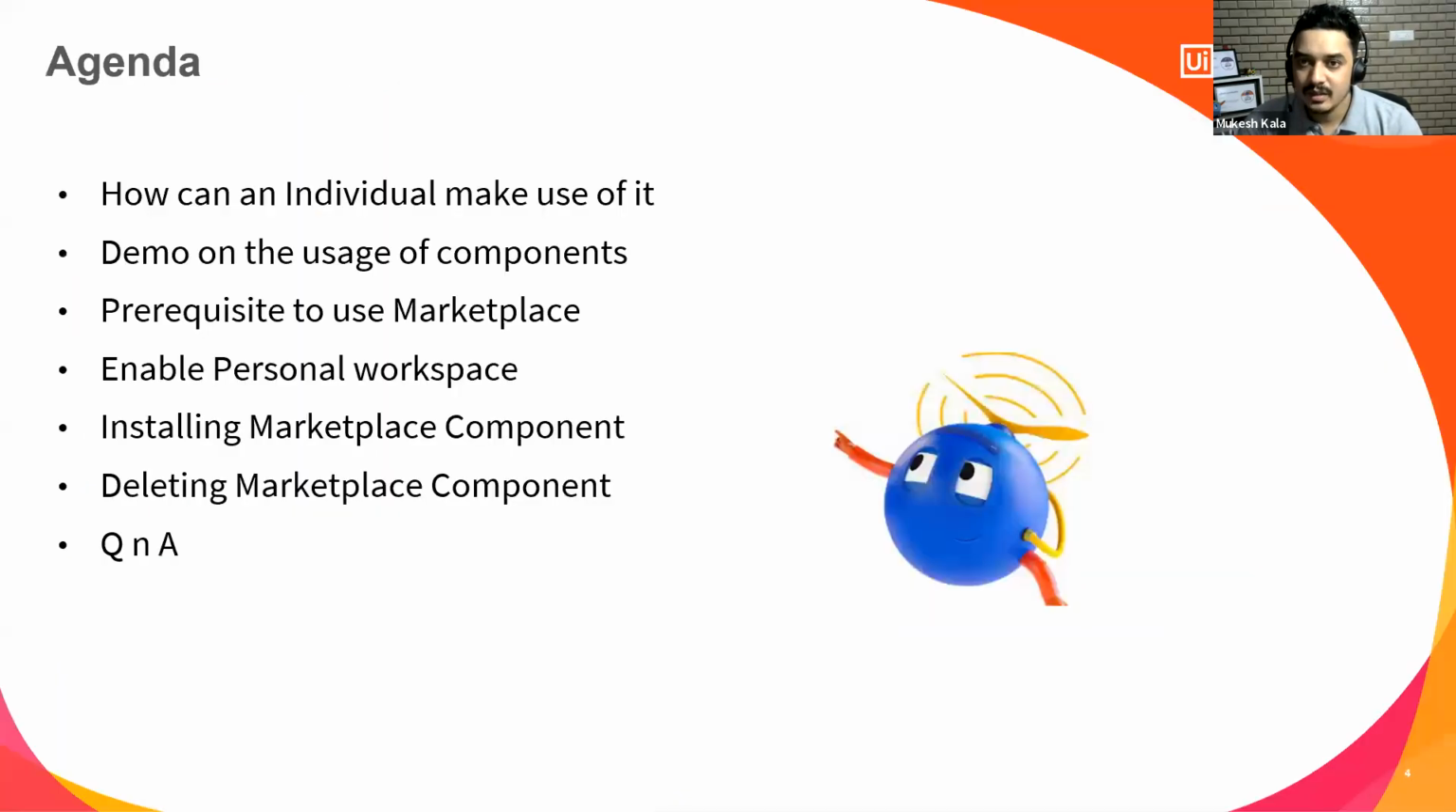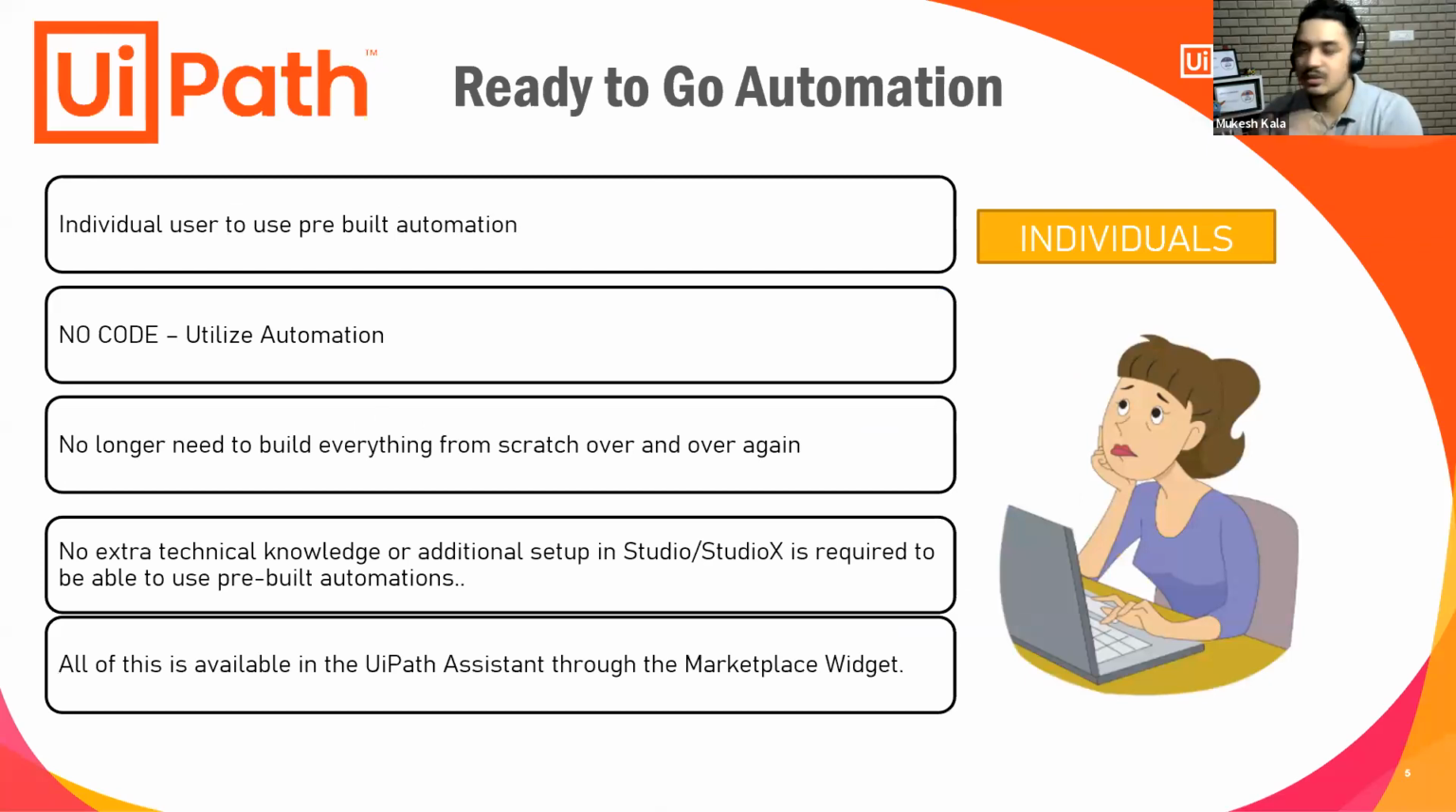Now, this thing is also known as ready to go automation. Why do I say it is ready to go automation? Because you don't have to write the automation. You just need the UiPath Assistant with a limited set of configuration. You have the automations ready. For an individual user such as you and me, we can just use the pre-built automation. I don't have to write the code. I can utilize existing code. I no longer need to write everything from scratch, go to Studio, create a new solution, build it, and deploy it.